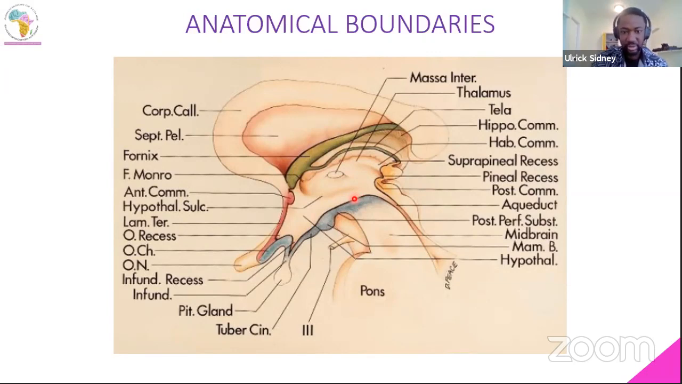Now, like I said, this is out of proportion, because when you see this and then you see the midbrain, obviously you understand that we've blown it up just to see all these different aspects of the hypothalamus and its relationship with the different structures.